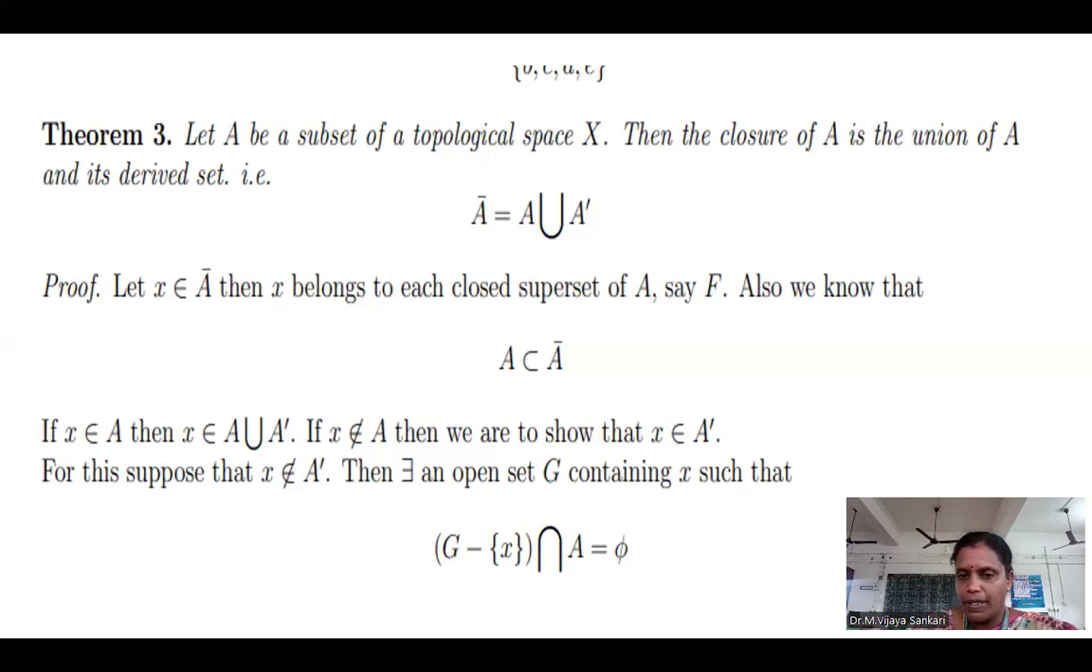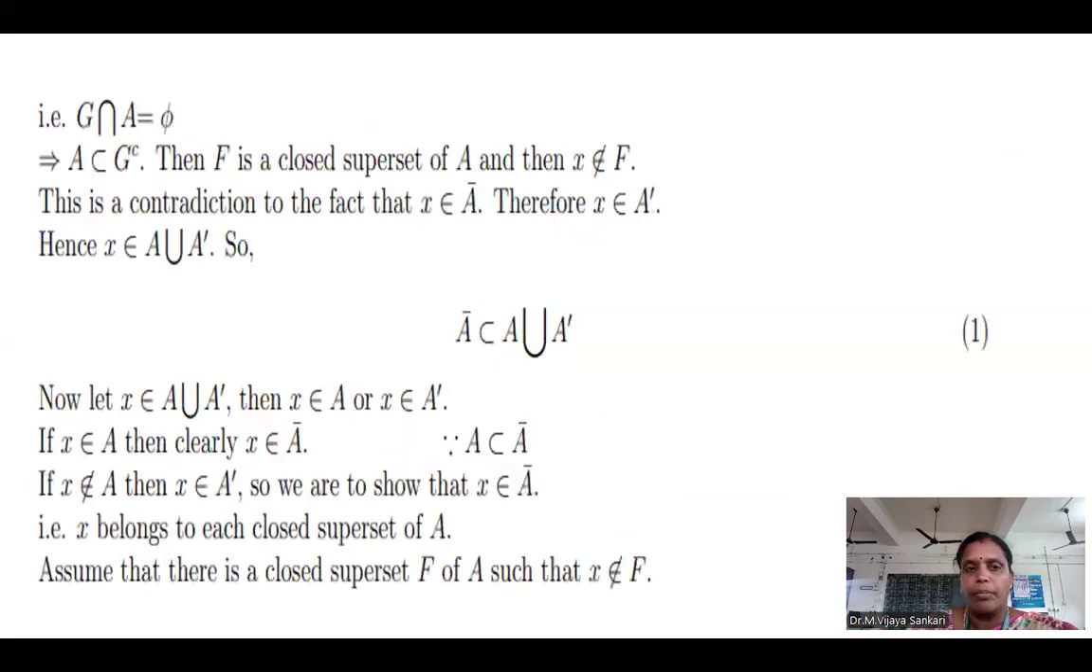Then there exists an open set G containing small x such that (G minus the singleton set {x}) intersection A is equal to empty. That is, G intersection A equals empty. The open set G and the subset A have no common element, that is, G intersection A equals empty, which implies capital A is a subset of G complement. Then capital F is a closed superset of A, and then x does not belong to capital F.